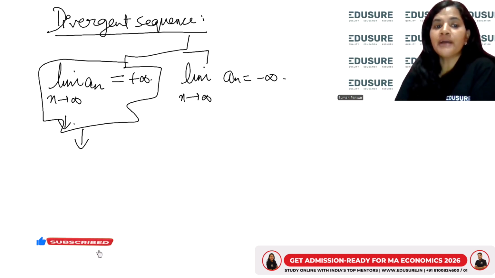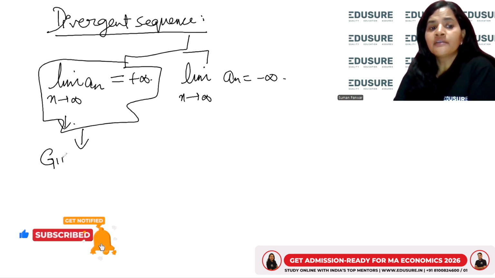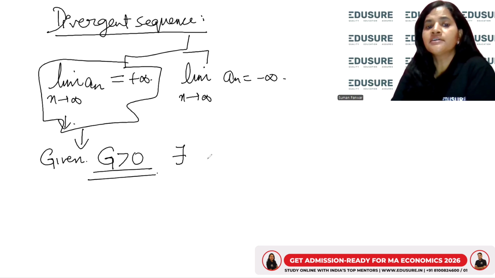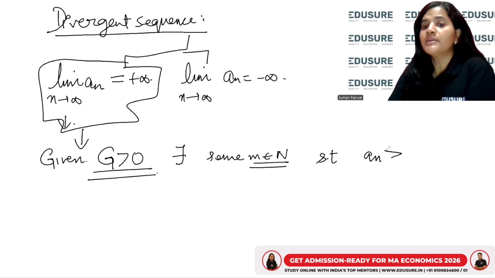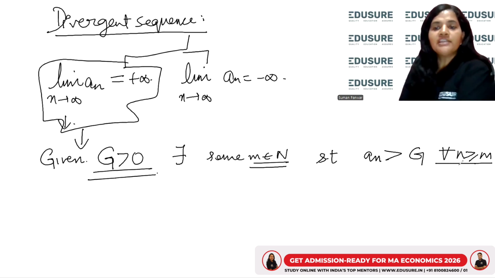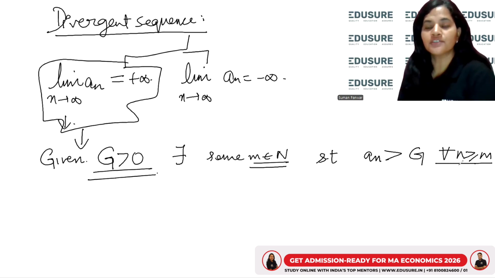So how do we put it mathematically? It means given g positive, you take any positive number, there exists some m belonging to n, a natural number, such that an is greater than g for all n greater than or equal to m. Suppose I want to challenge you that the limit of the sequence is not infinity, and I give you a number, suppose it is 10,000. So you will give me a term which is greater than 10,000.